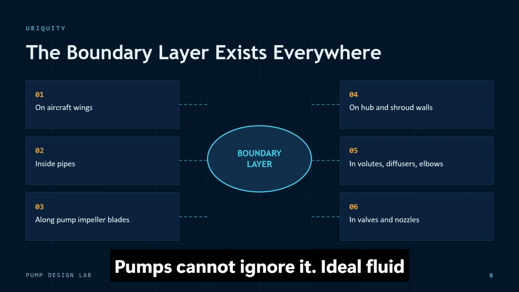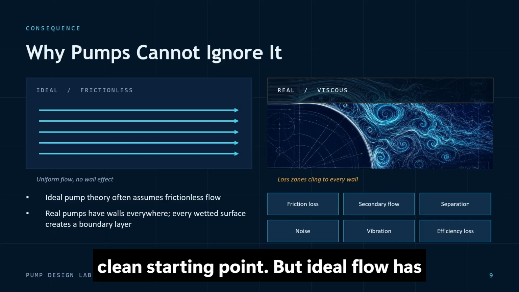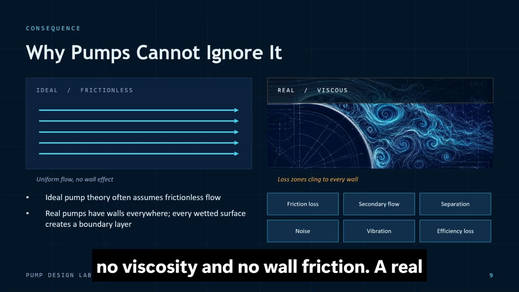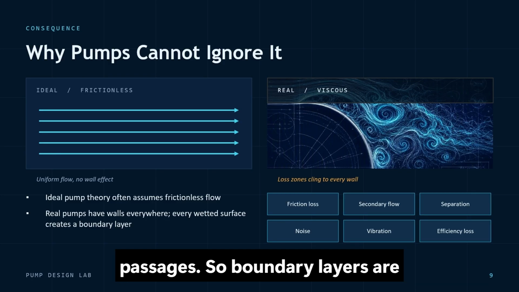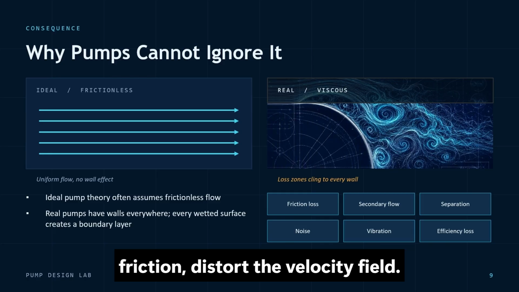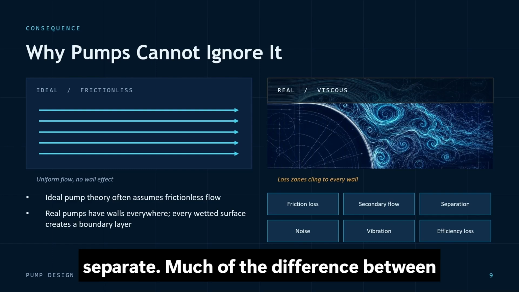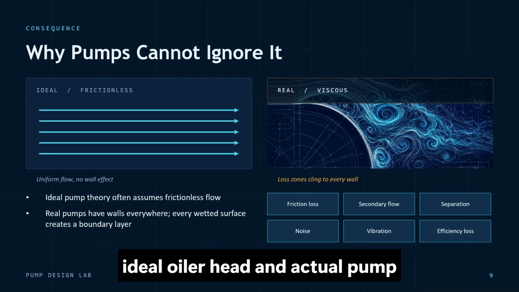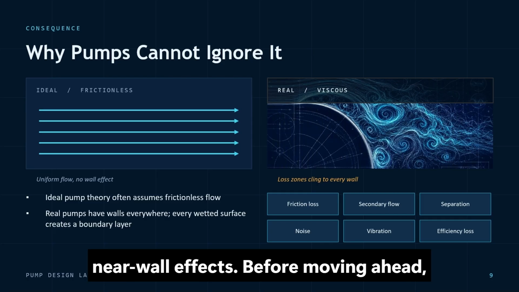Why pumps cannot ignore it. Ideal fluid theory is useful because it gives us a clean starting point. But ideal flow has no viscosity and no wall friction. A real pump has many curved walls and narrow passages. So boundary layers are unavoidable. They consume energy through friction, distort the velocity field, promote secondary flow, and can separate. Much of the difference between ideal Euler head and actual pump performance begins with these real near-wall effects.